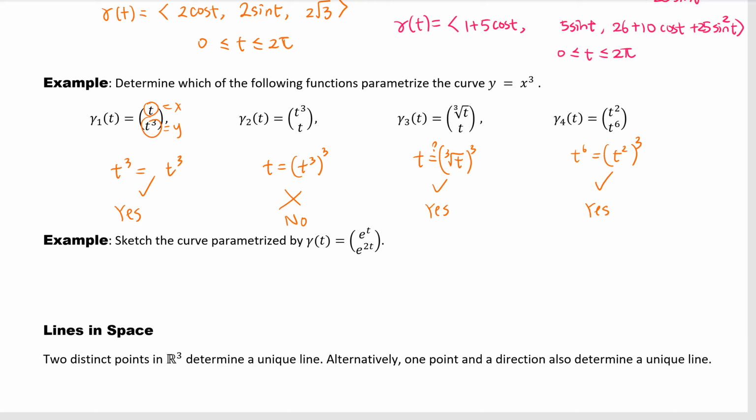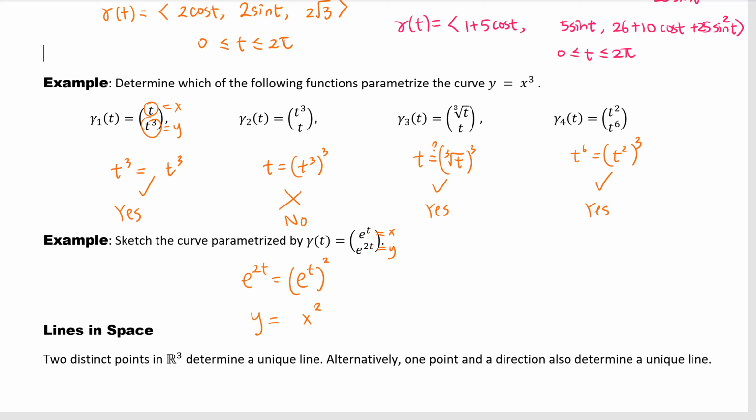Next, sketch the curve parameterized by r of t equals e to the t and e to the 2t. Okay, what's the relationship between e to the t and e to the 2t? We know e to the 2t equals e to the t squared, right? And then we know this is x, this is y. So let's plug in. We replace e to the 2t by y, and we replace e to the t by x. Then we get y equals x squared.